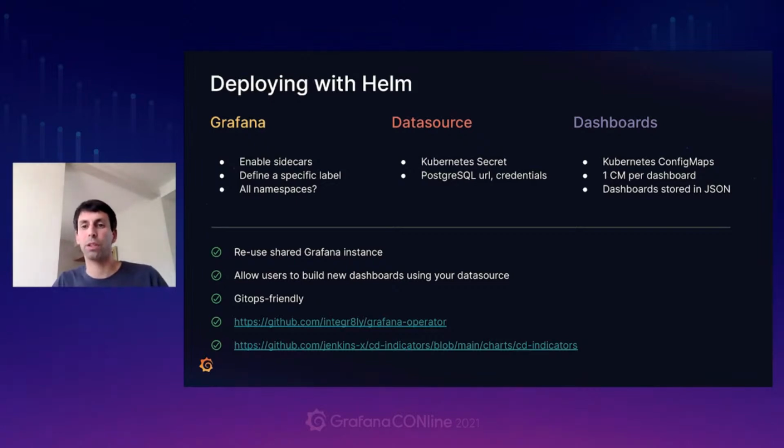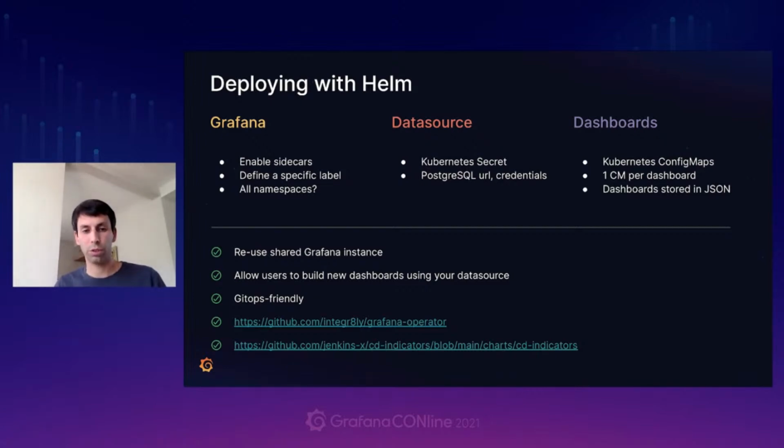If we create one config map, for example, per dashboard, and we store the dashboard in JSON format, then our shared Grafana instance will automatically discover the new dashboards and make them available. That's great because we can reuse a shared Grafana instance. It's GitOps friendly. Everything can be stored in Git, which is one of the core principles behind Jenkins X.